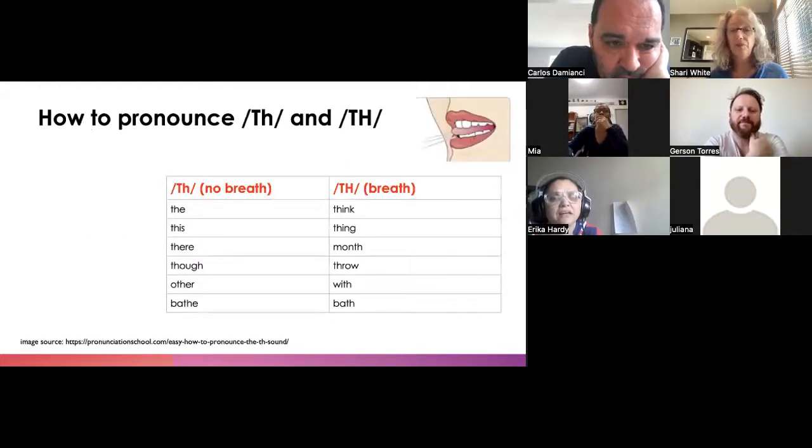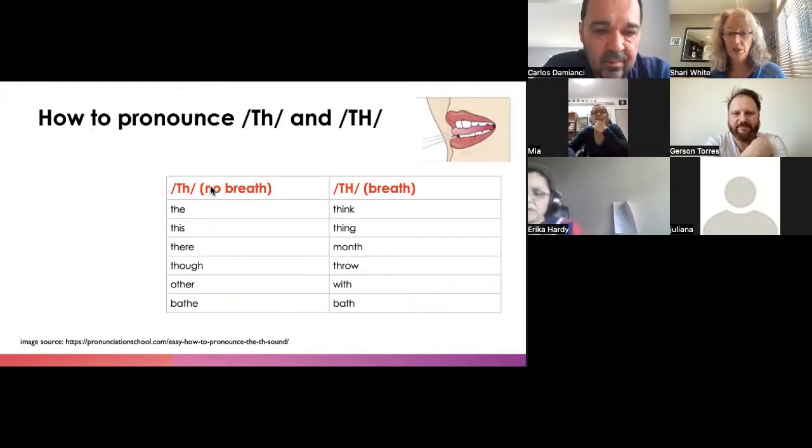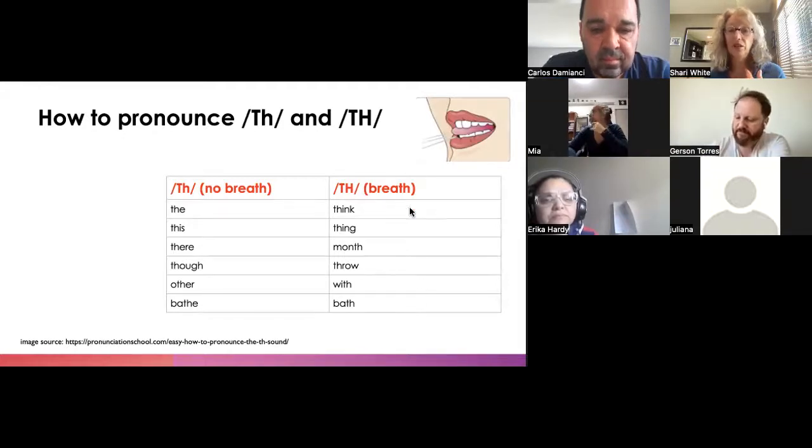Okay, so here's the fun part. So the difference between the sound, the first one, and the second one is about breath. Okay, they're produced the same way. The one on the right, you have to blow out, that you can see the picture. Okay, so that's the difference. But the way that you make it is very, very important.